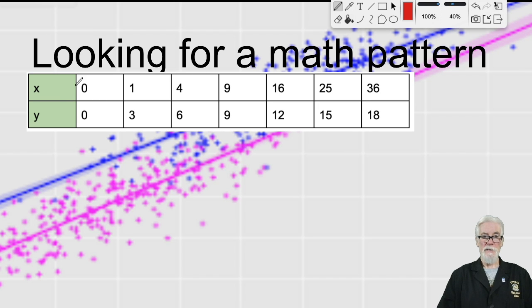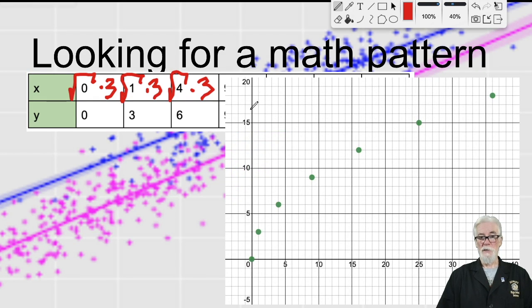This is a little more subtle than the last one, but it's related to square root again. If I take the square root of 0 and then multiply it by 3, I get 0. The square root of 1 is 1, times 3 is 3. The square root of 4 is 2, times 3 is 6, and so on.